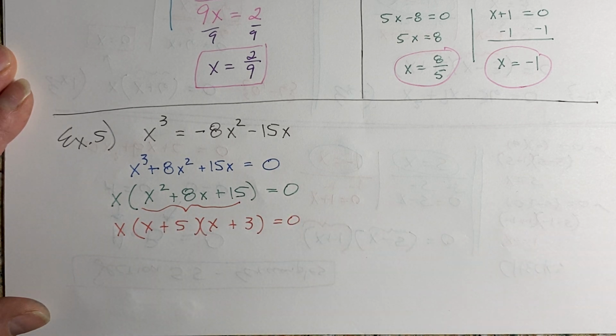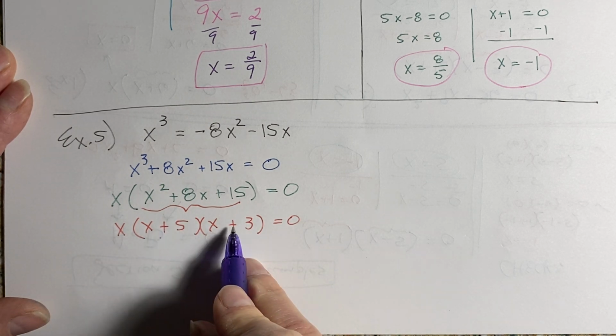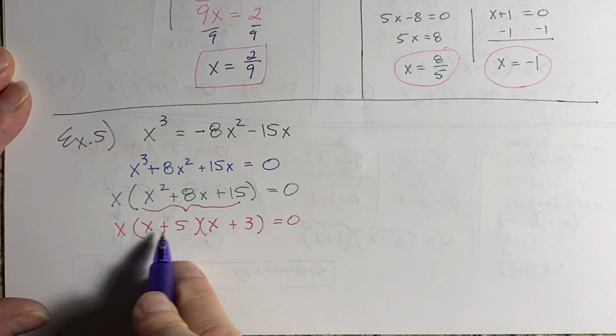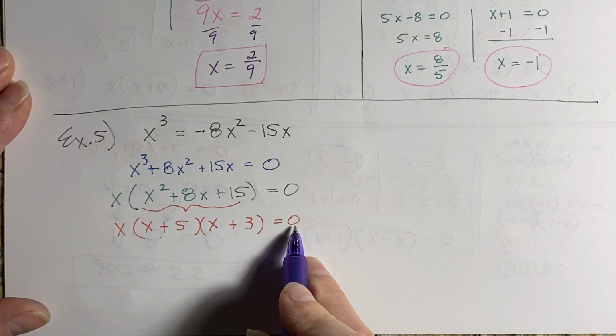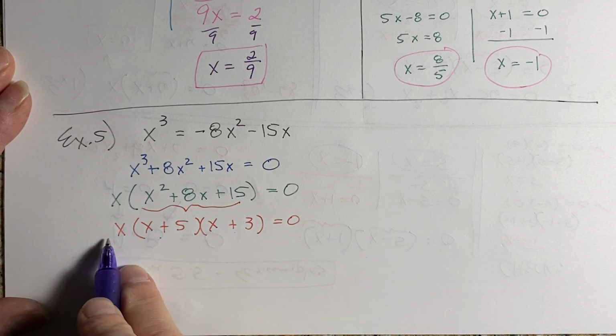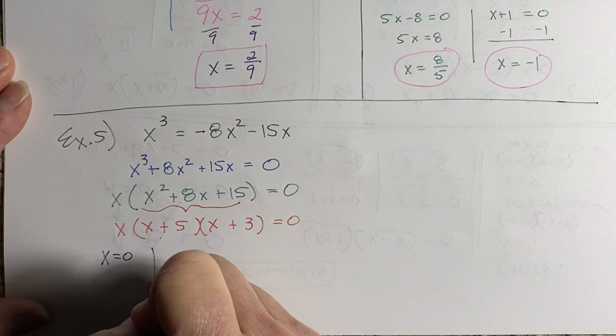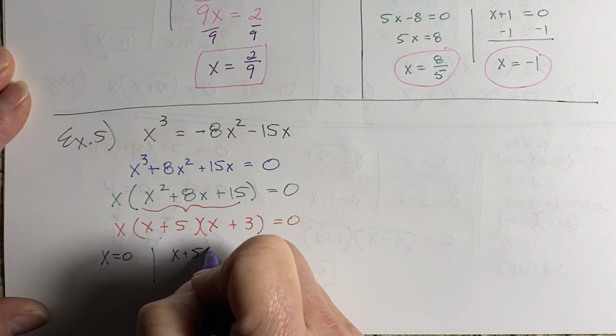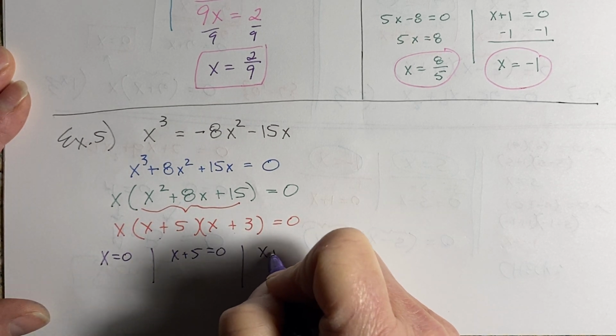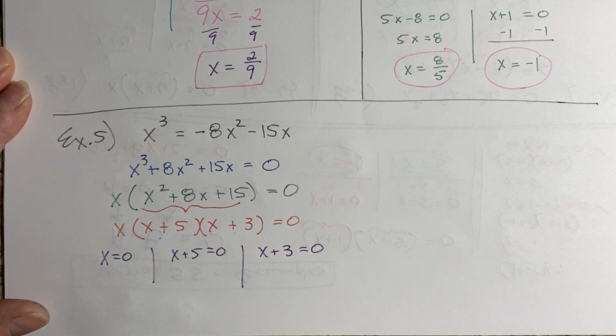Now we take each of our factors and set them equal to 0. So the x, now I have 3 things. A times B times C. 3 things multiplied together that give me 0. So all 3 of these factors get set equal to 0. The x, plus 5, and the x plus 3. All 3 of those could be 0. 1 or 2 or all 3.